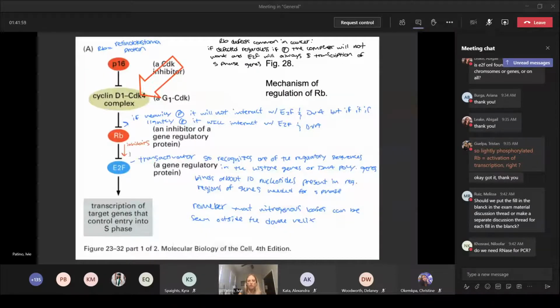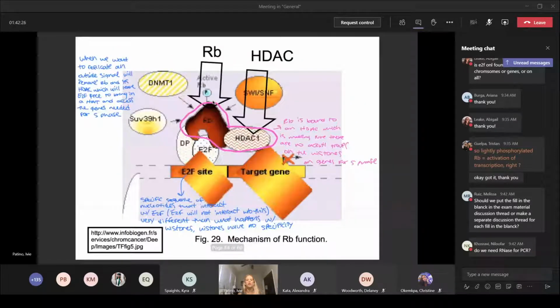RB serves to inhibit E2F because we don't want transcription of S phase genes all the time, or else our cells would be replicating all the time. And that's what happens in cancer. So we need RB to inhibit E2F until we need to actually replicate our cells. RB inhibits E2F by recruiting an HDAC. The HDAC is going to remove all those acetyl groups on the histones, and then it will condense that chromatin. So those genes needed for S phase can't be transcribed, and we can't replicate our DNA.